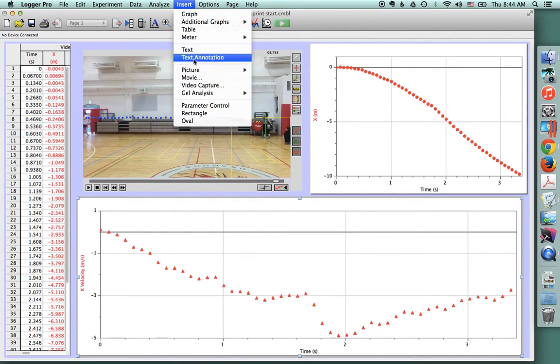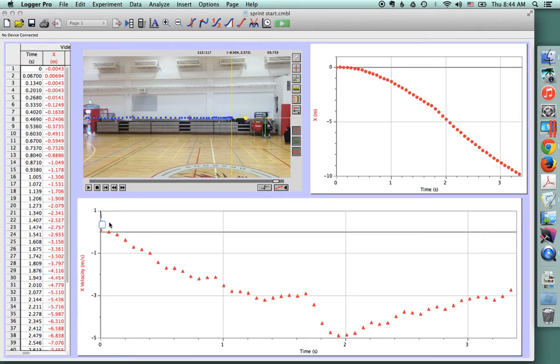Firstly, we're going to insert a text annotation. These are very helpful for labeling your graph. It takes a little bit of practice to be able to move them around. We can move the box and we can move the end of the arrow. This one shows the end of the reaction time, so I can label it reaction time. And if I look at the scale here, this is 1 second, so this is 0.2 seconds. So we can estimate the reaction time here to be 0.1 seconds.